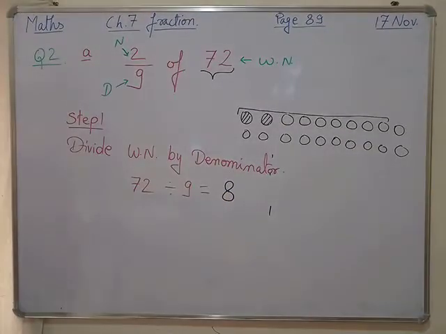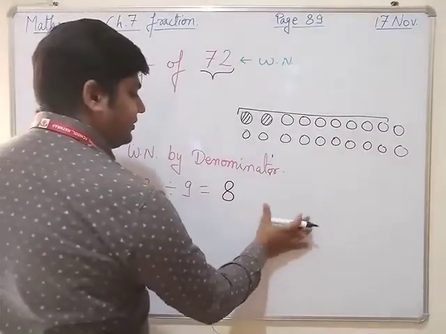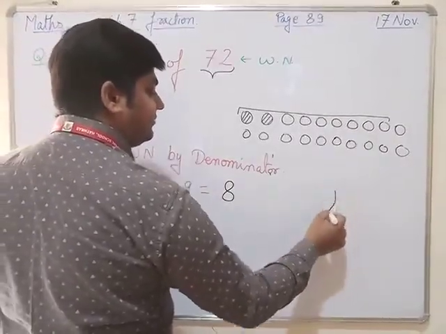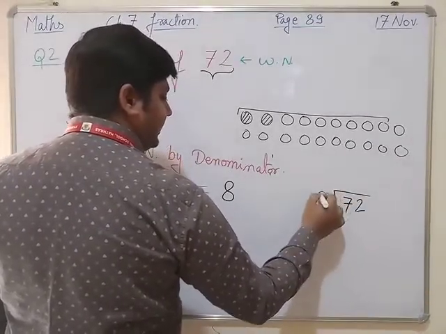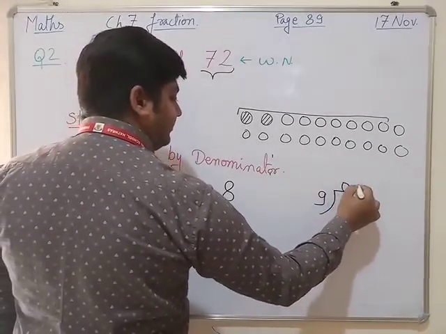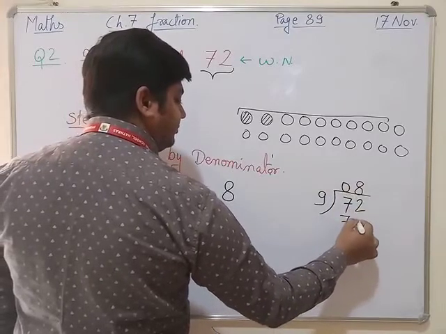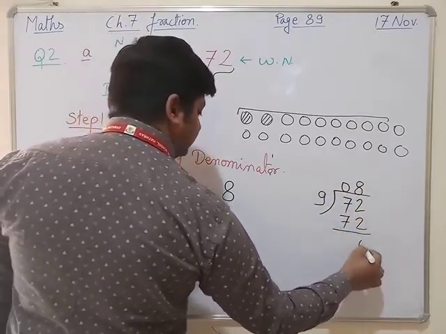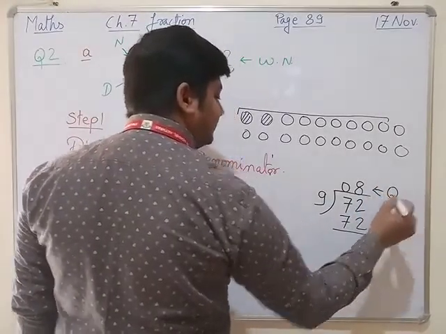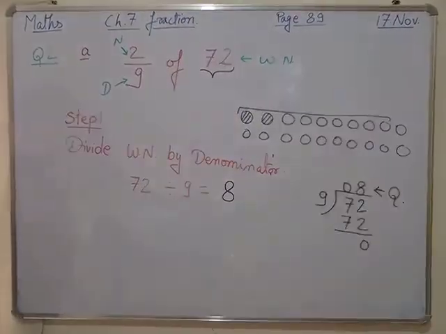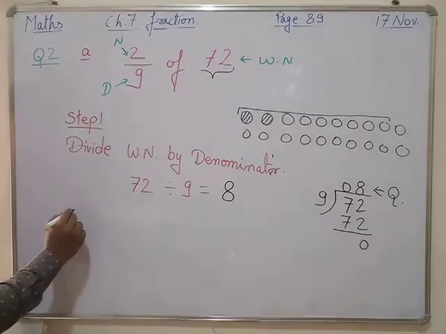If you know how to do division, then you can divide it in rough like this. 72 divided by 9 gives 8, with remainder 0. This 8 is the quotient. Now step 2.